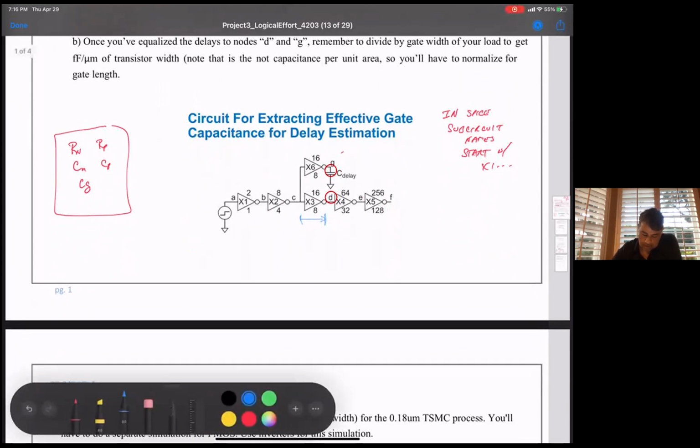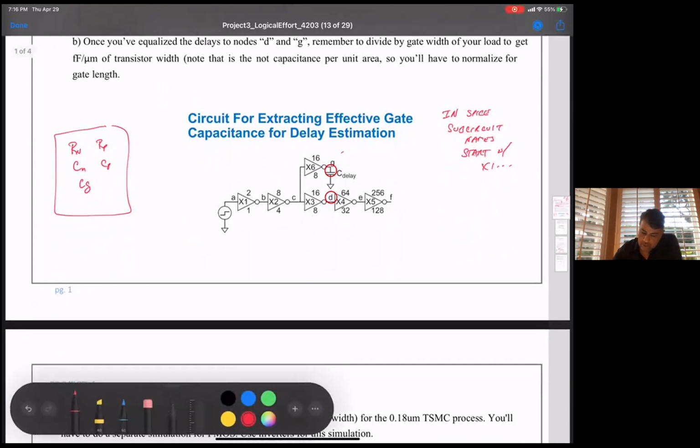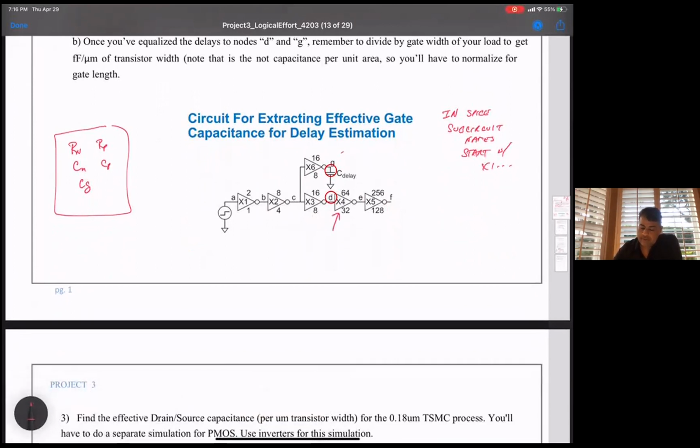Let me erase this. What is it doing? You're trying to figure out the gate capacitance of this guy. Okay, so how do you do that? Well, the first thing you do is everything here and here is just creating a realistic input voltage swing and a realistic load.